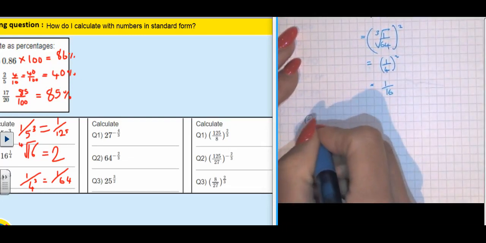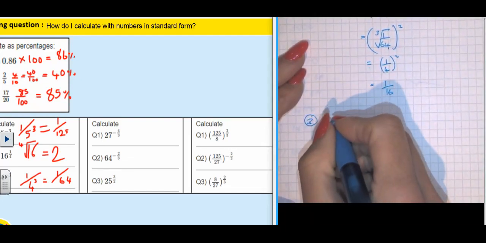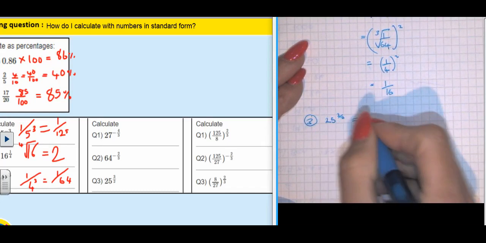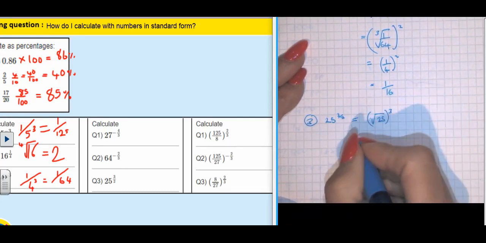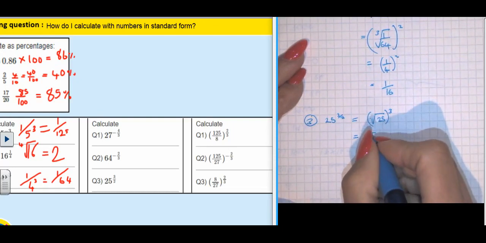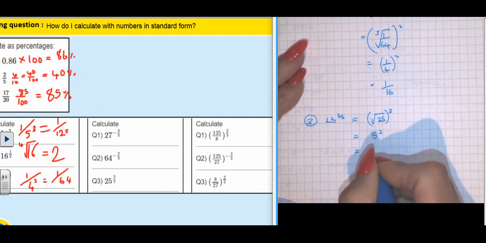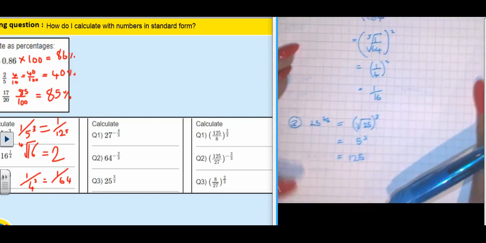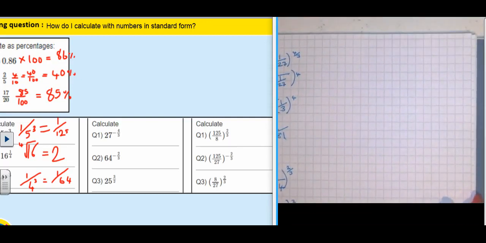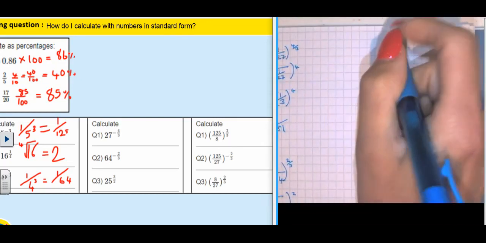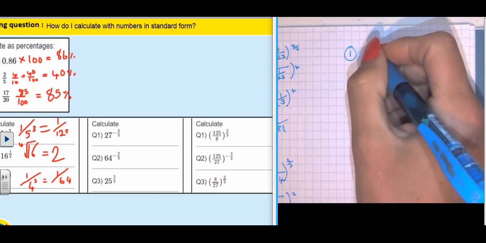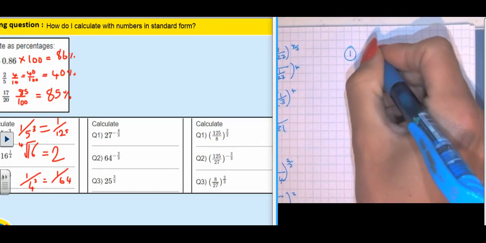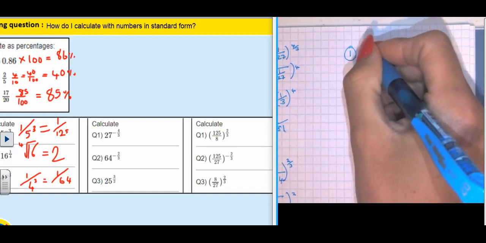The third question in the middle, 25 to the power of 3 over 2. So I'm going to square root 25 and then cube it. The square root of 25 is 5, and 5 cubed is 125. And the third column, question 1. 125 over 8 to the power of 2/3.